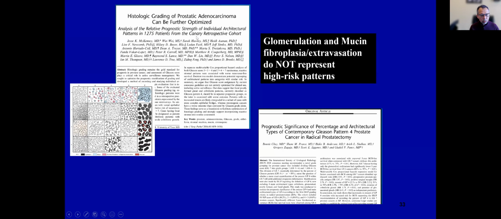There are some studies which have looked in detail at different morphologies to predict the outcome for prostate cancer. This is a study that I would highly recommend you look at, by Dr. Jesse McKinney, who looked at a variety of these different architectural patterns and correlated them with prostate cancer outcome. And a similar study which looked specifically at different architectural types of contemporary Gleason pattern 4 has shown that glomerulation and mucinous fibroplasia or extravasation do not represent high-risk patterns.